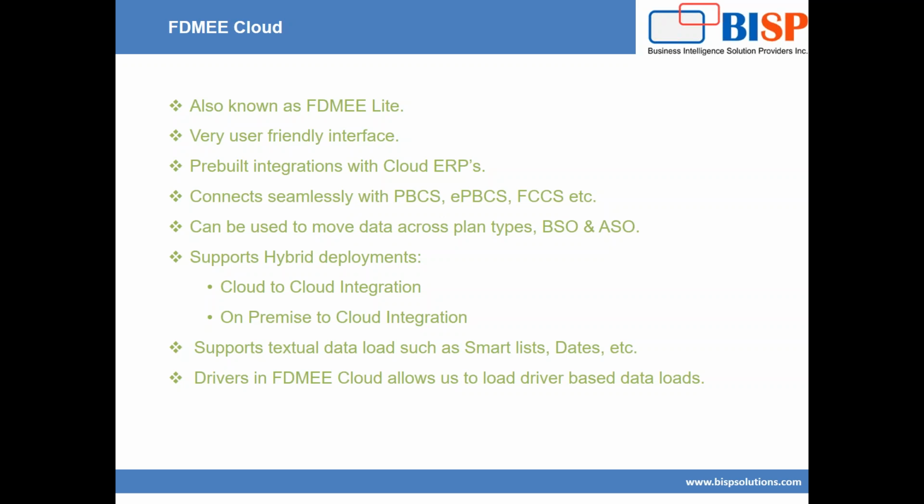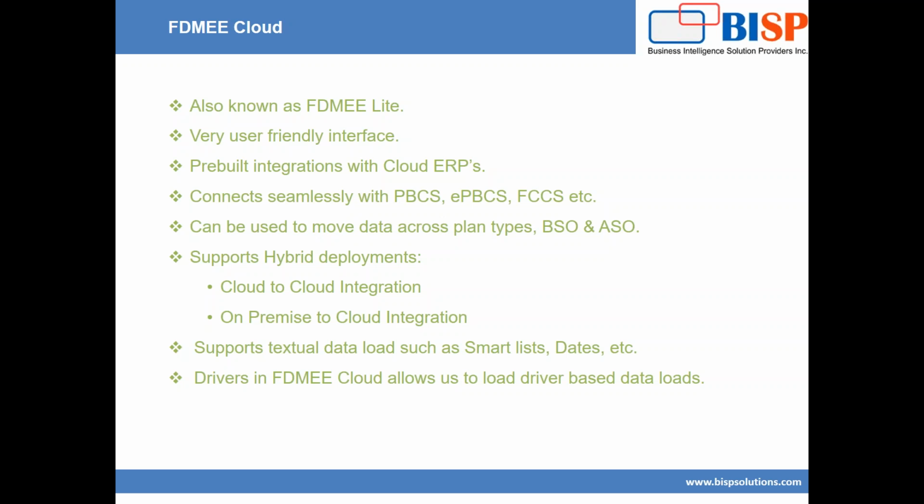So PBCS, ePBCS, FCCS, and ARCS are the four EPM cloud products where you will get FDMEE pre-built along with them. It is just a single subscription which you have to subscribe to, and along with the planning cloud, you will get FDMEE Cloud as well.